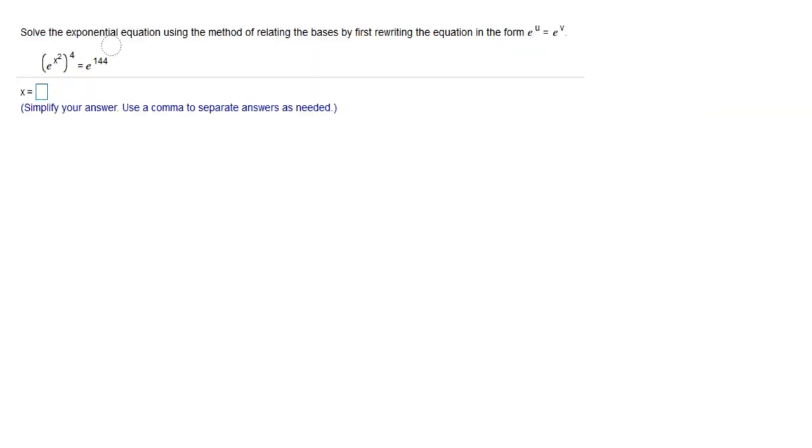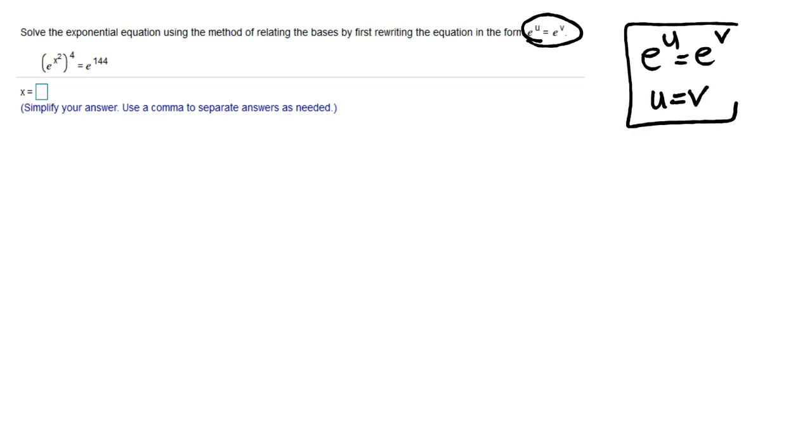This question says, solve the exponential equation using the method of relating the bases by first writing the equation in the form e to the u equals e to the v. So this relating the bases method says that if we can write it in this format, e to the u equals e to the v, then the exponents have to be equal to each other. So it allows you to simplify from an exponential equation to something that's a little simpler.